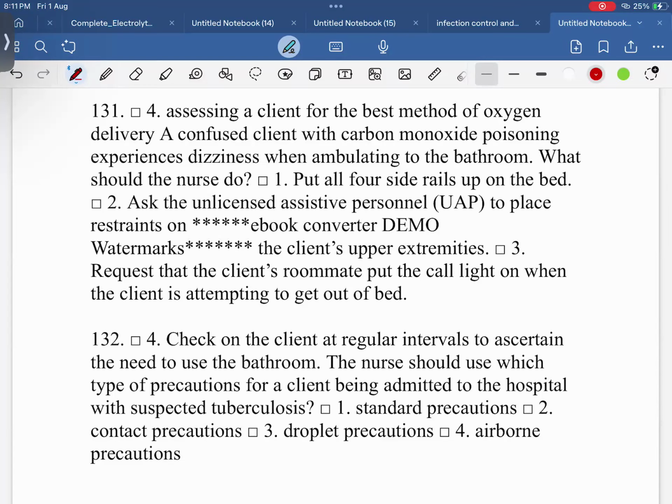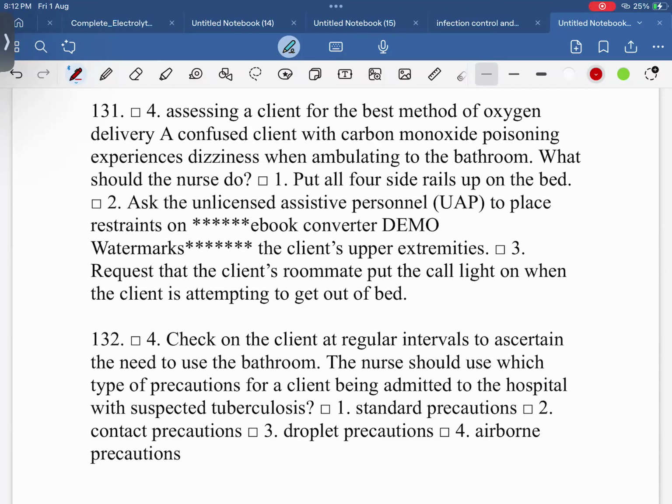First, put all 4 side rails up on the bed. Second, ask the unlicensed assistive personnel to place restraint on the client's upper extremities. Third, request that the client's roommate put the call light on when the client is attempting to get out of bed. Fourth, check on the client at regular intervals to ascertain the need to use the bathroom.